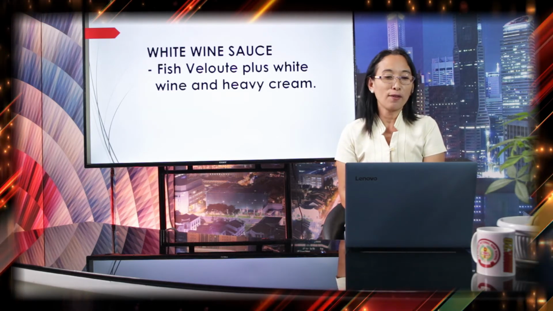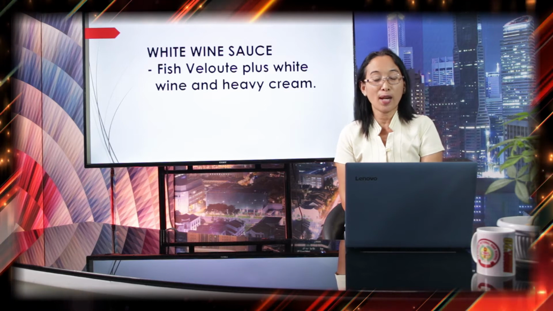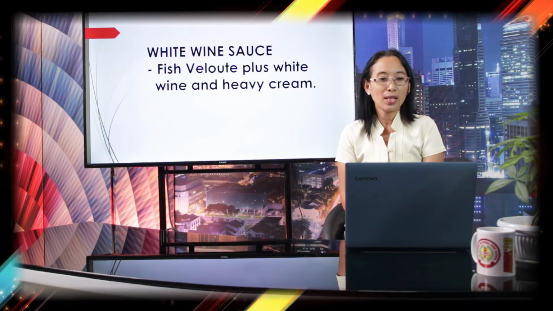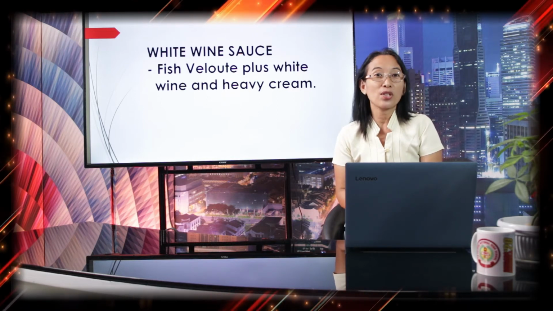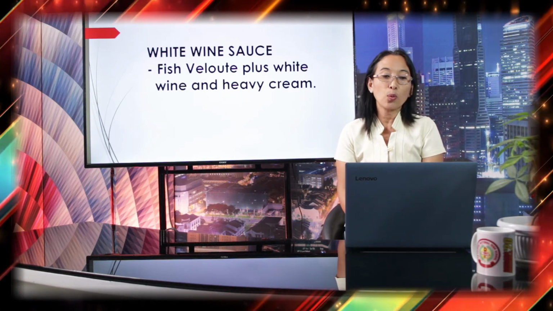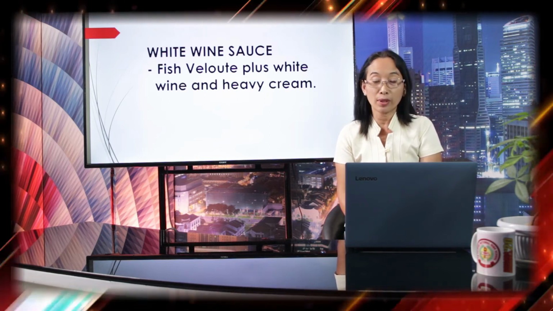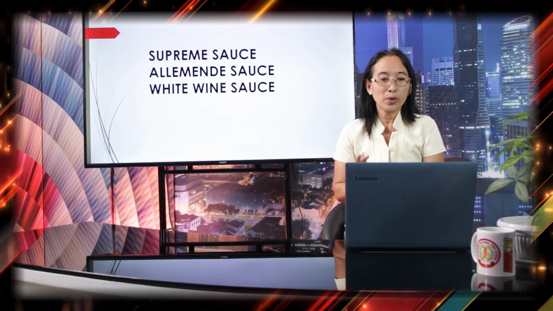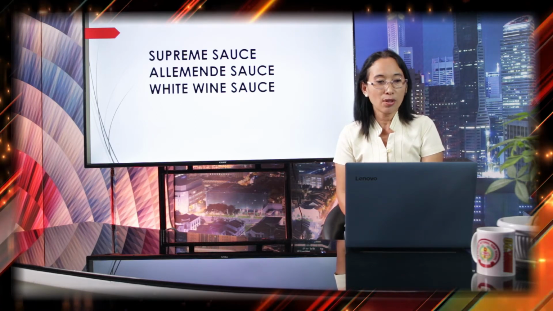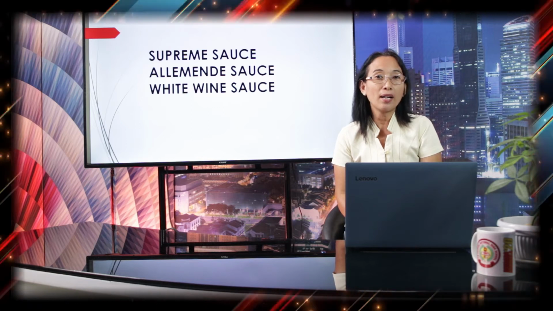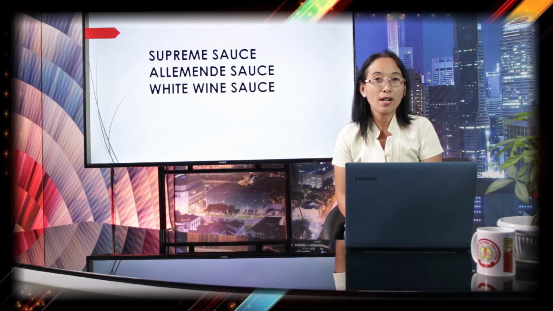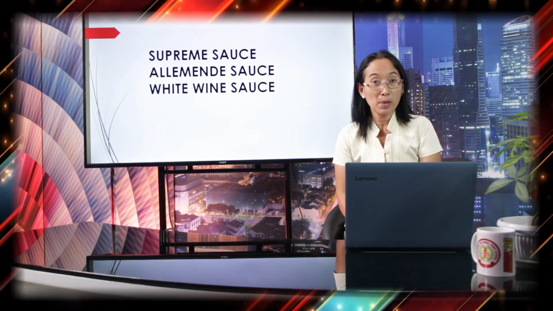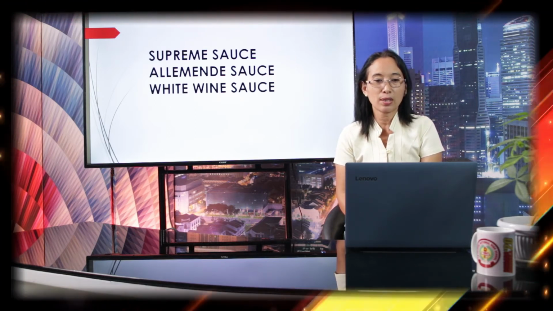Another example of a secondary sauce from the veloute is the white wine sauce. For the white wine sauce, fish veloute is our starting point, and enhance it with white wine and heavy cream. Again, students, the supreme sauce, the almond sauce, and the white wine sauce are examples of secondary sauces from the veloute. The veloute is used for meat and vegetable dishes.